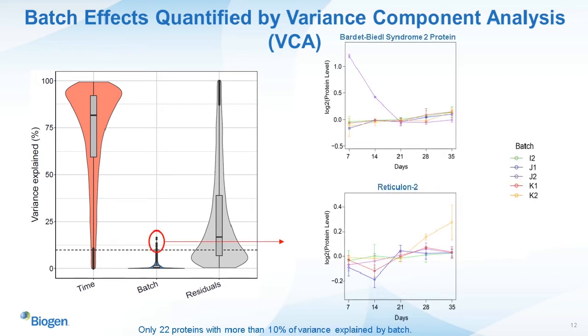In fact, if we set a threshold of 10% of the variance explained by batch, we end up with only 22 proteins, or 0.3% of our data set, that exceed this threshold. As shown on the right, there are some examples of proteins that are affected by the batch. However, not all of these 22 proteins are outliers of the same batches, and we could not find any particular enrichment of categories or biological processes. So all in all, we have an excellent batch-to-batch consistency between these production batches in a time-dependent manner.